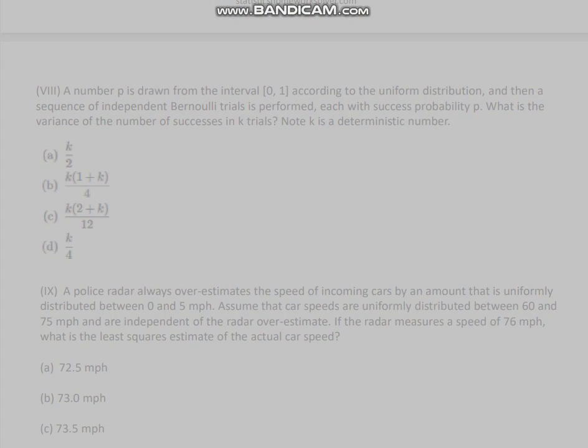8. A number p is drawn from the interval [0, 1] according to the uniform distribution, and then a sequence of independent Bernoulli trials is performed, each with success probability p. What is the variance of the number of successes in k trials? Note k is a deterministic number.